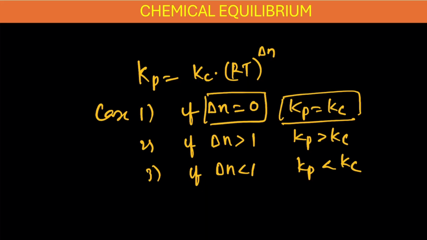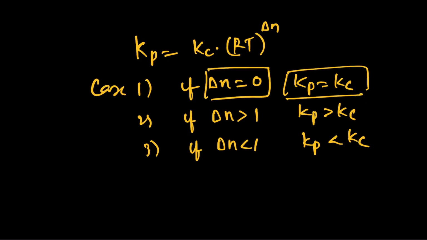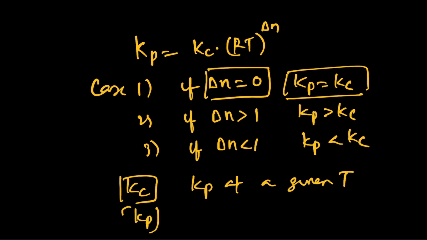So these are the three conditions that you need to remember. Delta n, which is nothing but the difference between the number of moles of gaseous products and the gaseous reactants. If equal to 0, Kp is equal to Kc. Delta n greater than 0, Kp is greater than Kc. If delta n less than 0, Kp is less than Kc. The question can also be asked in terms of a problem. You will be given a Kc value and you are asked to find out Kp at a given temperature, or you will be given Kp and you are asked to find out Kc at a given temperature.